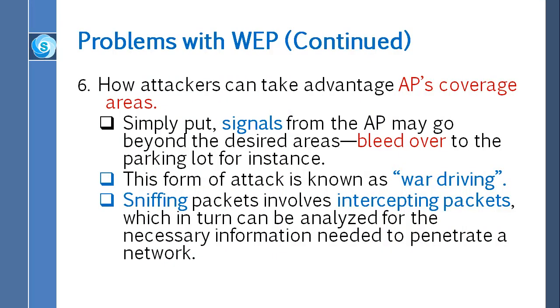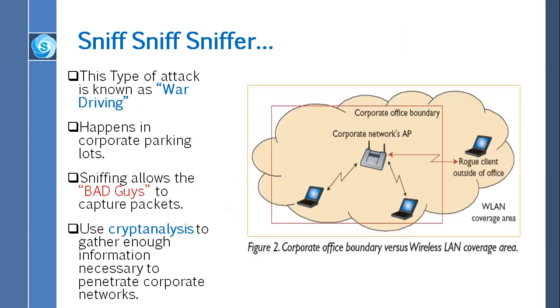Sniffing packets involves intercepting the packets, which in turn can be analyzed for the necessary information, of course. Sniffing is the basic thing to penetrate the networks. So what we are doing over here is the in-board driving. This is the corporate network AP, and the client is outside of the office or in some neighborhood around Cisco or Google or something like that. If you are close to those, you can have access to this corporation's APs, basically. It happens in corporate parking lots a lot.